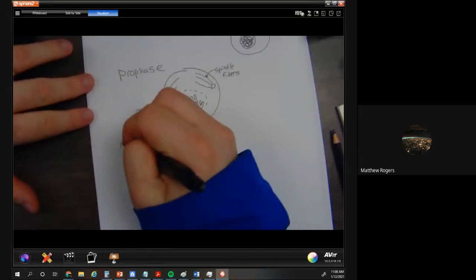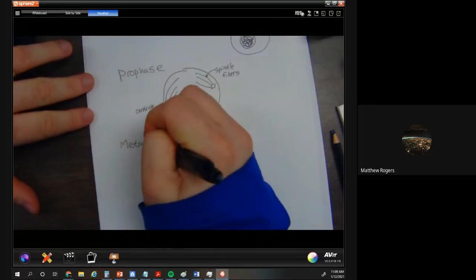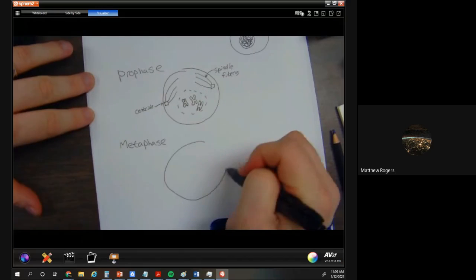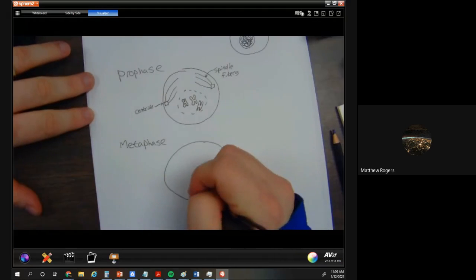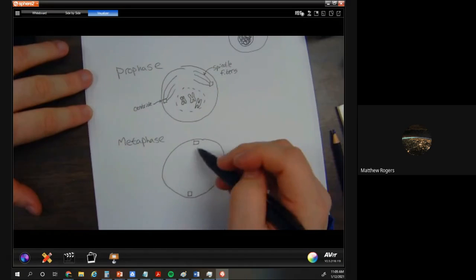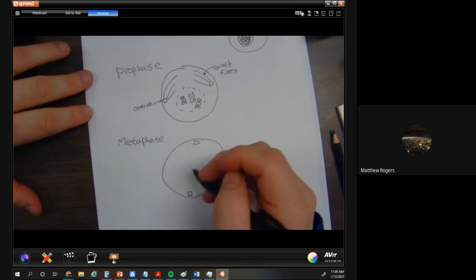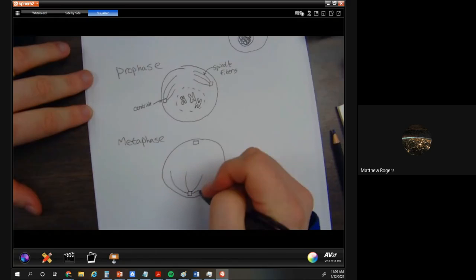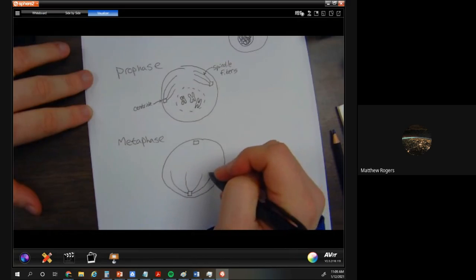So going back to the camera. Sorry. So we've got metaphase. And we're going to have spindle fibers, with the centrioles on both sides. It doesn't matter if we make the equator this way or this way, by the way. You could draw it either way. So these spindle fibers are coming up, and they're going to be connecting to these X's.